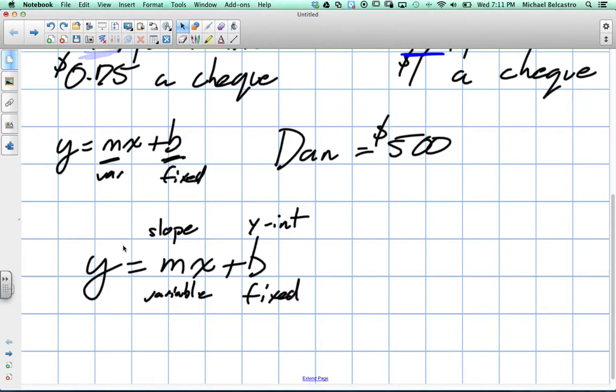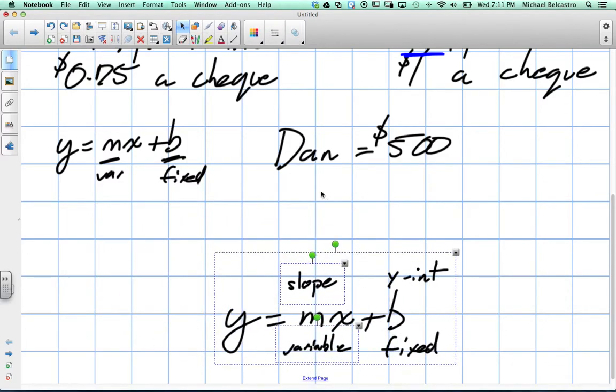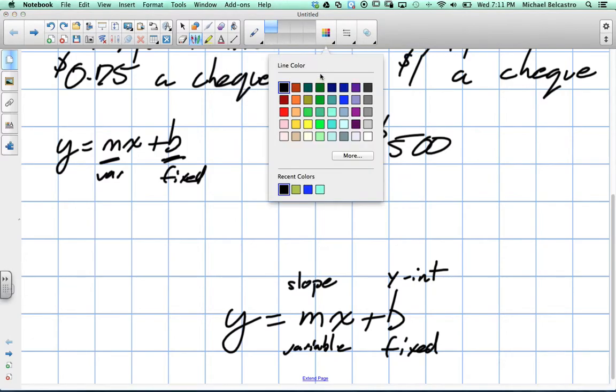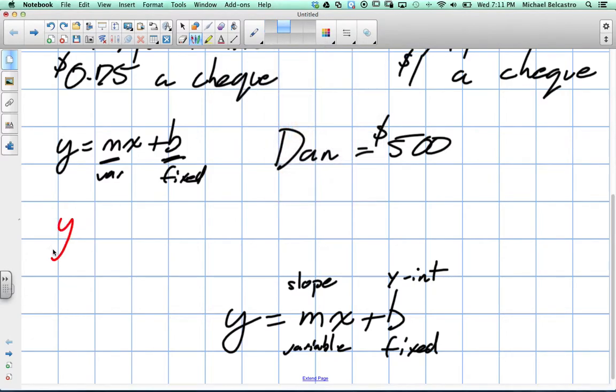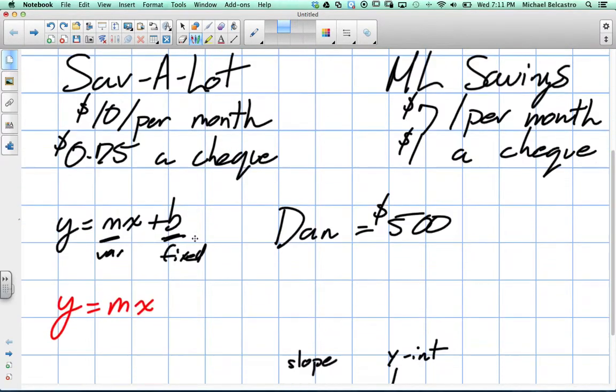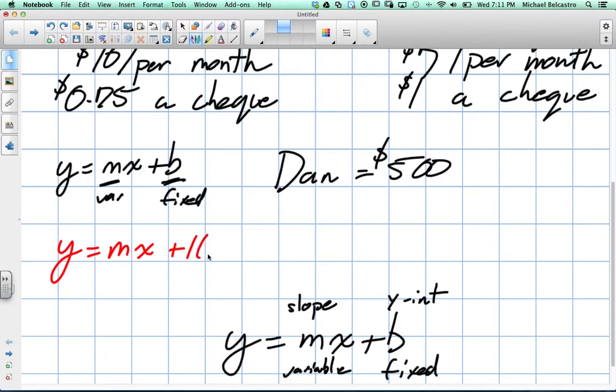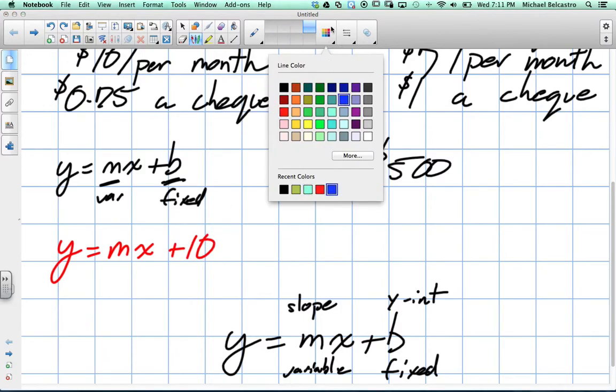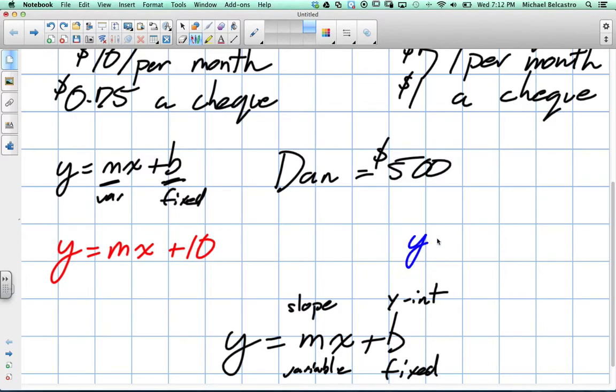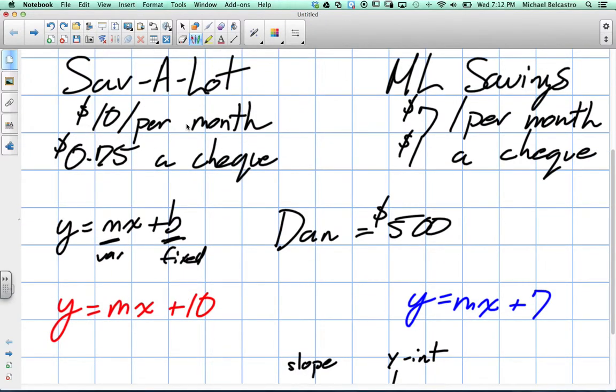And we'll just move this over here so we have room. So for Save-A-Lot, we'll try to do it in red here. Y equals mx, and then our fixed cost is, well, we got to pay that $10, so positive 10. And for Maple Leaf Savings, we'll do in blue here, y equals mx, and they got to pay $7. Now the variable cost. The variable cost, obviously from the information we have left, is our checks, right?